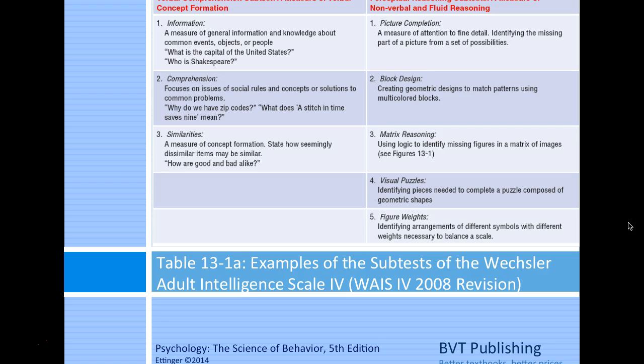Okay, so this table is an example of subtests from the most recent revision of the WAIS. So take a look at that. It's on page 518 in your book. And you can just sort of take a look at that table and get familiar with the subtests that are part of the Wechsler Adult Intelligence Scale 4.